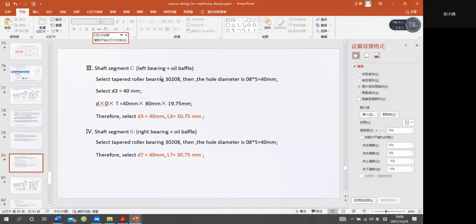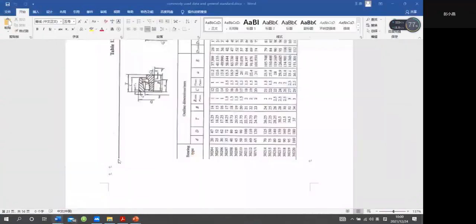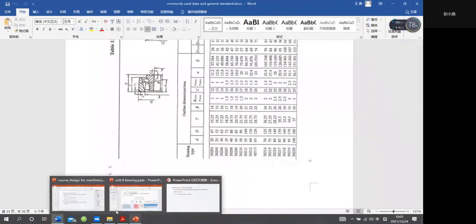If you choose this type of bearing, 30208, the dimensions are standard. You can find in the table the hole diameter, the diameter of the bearing, and the width of the bearing. They are standard values. Okay.